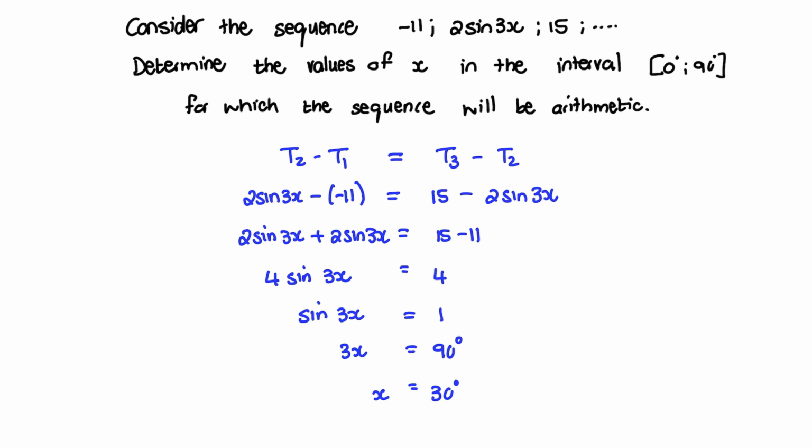But notice, we're not saying x is 90 degrees. We're saying sine inverse of 1 would lead to a reference angle of 90 degrees. And this 3x represents that reference angle. So next we divide both sides by 3, and therefore x is equal to 30.